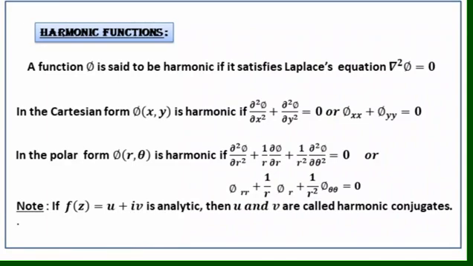Next, we shall prove that the real and imaginary parts of an analytic function satisfy the Laplace equation. By these definitions, we can then say that the real and imaginary parts are harmonic functions. First assume that f of z equal to u plus iv is analytic, where u and v are functions of Cartesian coordinates x and y. We will prove that u and v satisfy the Laplace equation, that is, u and v are harmonic functions.